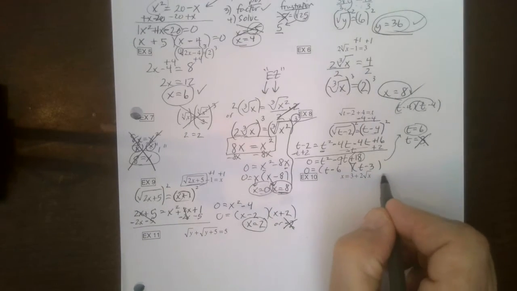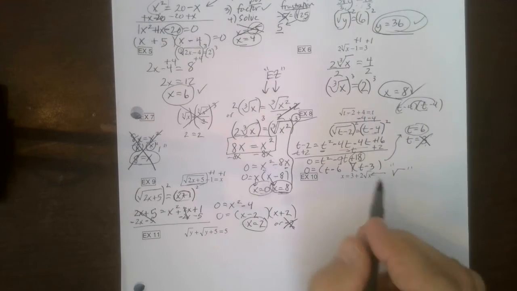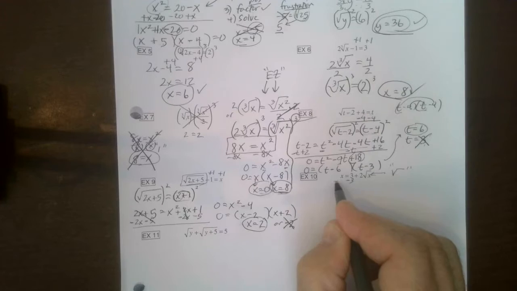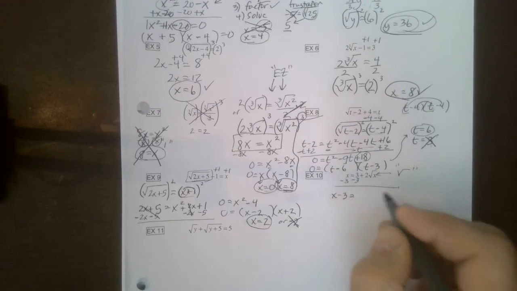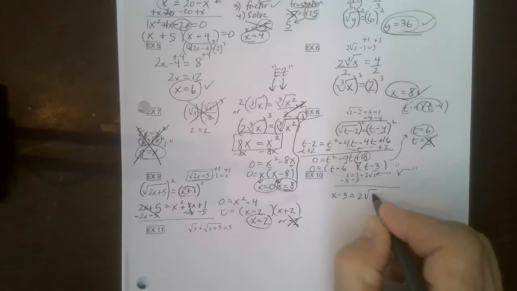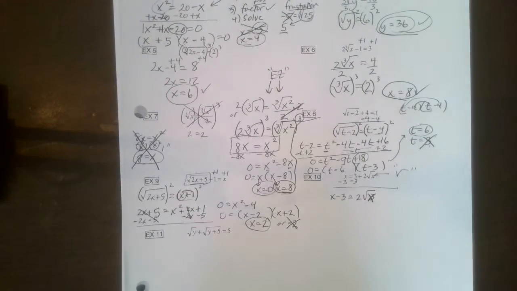So now, again, what we're trying to do is isolate the square root. To get started here, we're going to subtract 3 from both sides. So we get x minus 3 equals 2 square root of x. Sorry about that. You have a choice. Do you want to square things now?